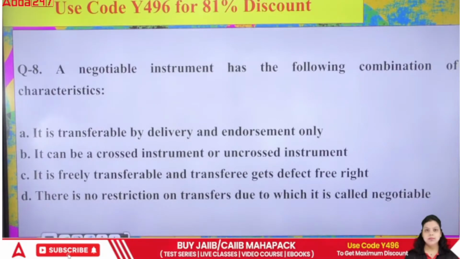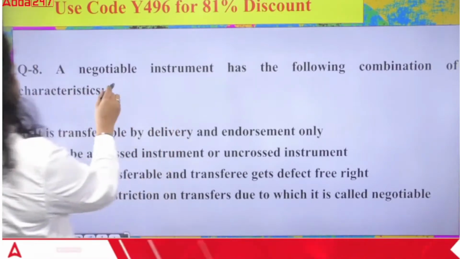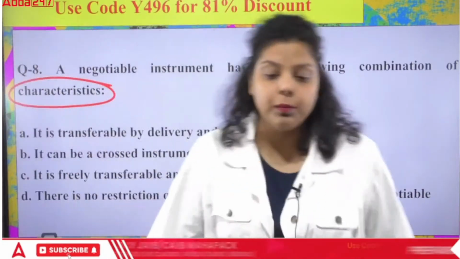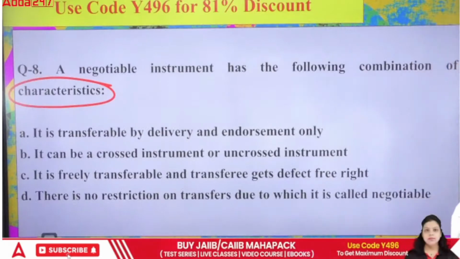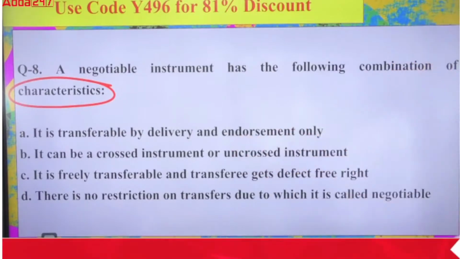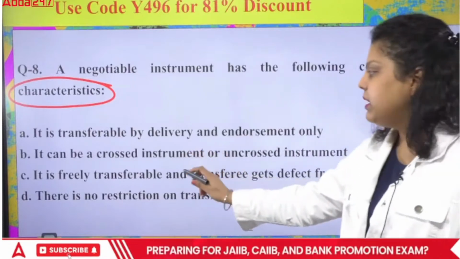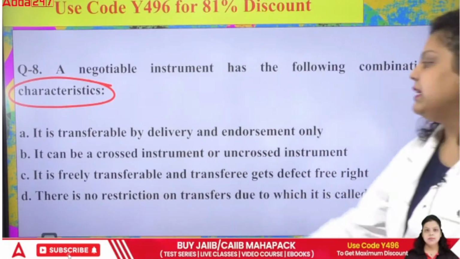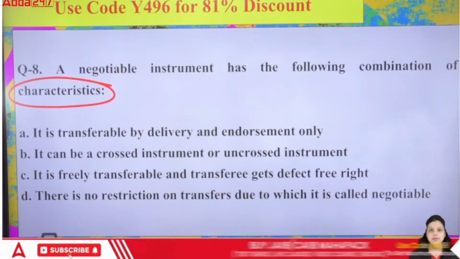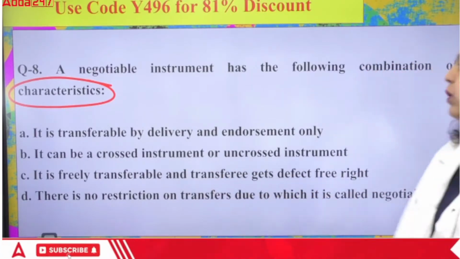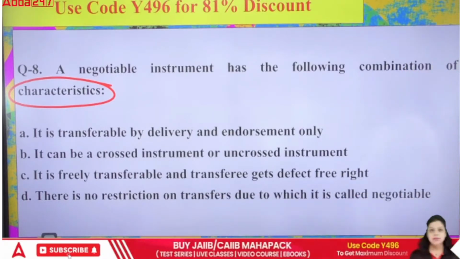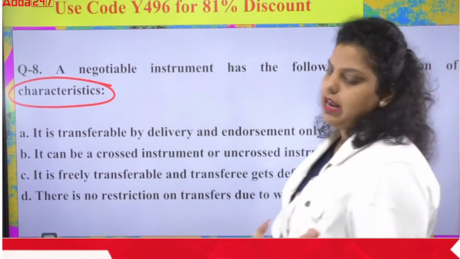A negotiable instrument has the following combination of characteristics. First, it is transferable by delivery and endorsement only. Second, it can be a crossed instrument or an uncrossed instrument. Third, it is freely transferable and the transferee gets a defect-free right. Fourth, there is no restriction on transfer, due to which it is called negotiable. Which of the following is correct?